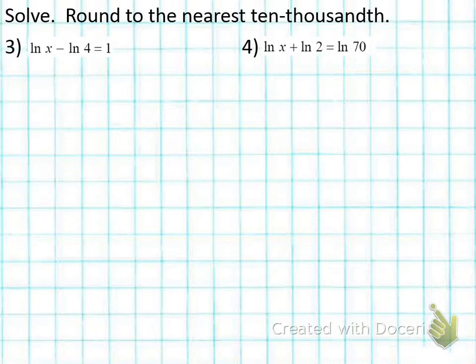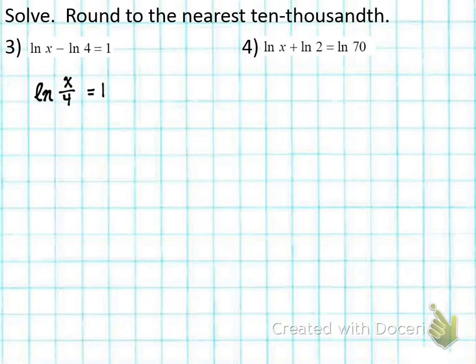Okay, number 3, let's do this one together. Please write this down. Natural log of x minus natural log of 4 is equal to 1. Okay, so I'm noticing there's 3 terms. So what do I need to do with these first 2 terms? Condense. Good, thank you for using the right terminology. So we're going to condense here. Got natural log of x divided by 4, right? Because there's that minus sign. All equal to 1.